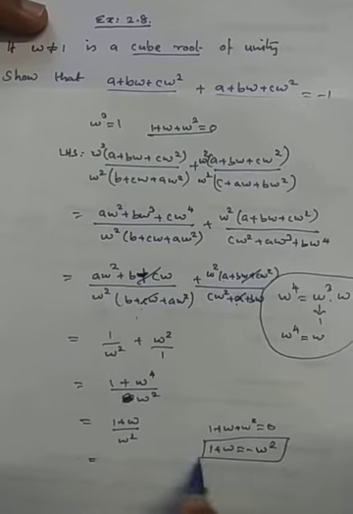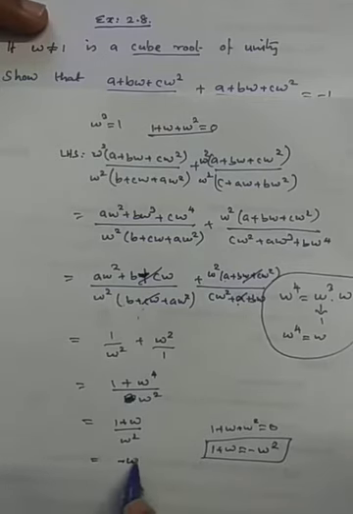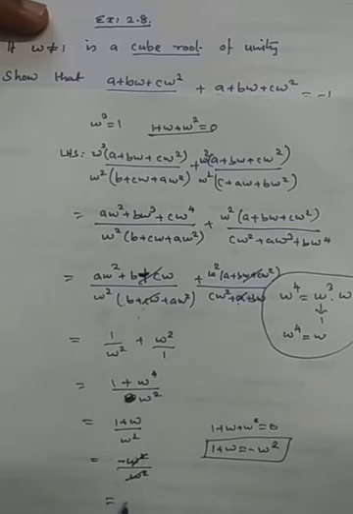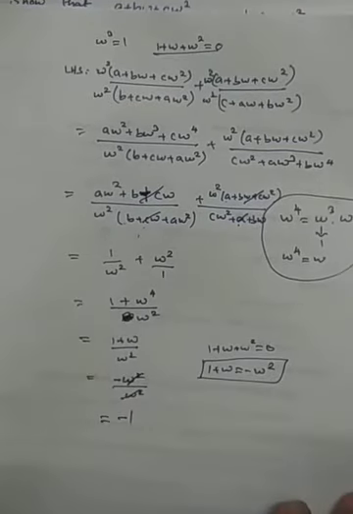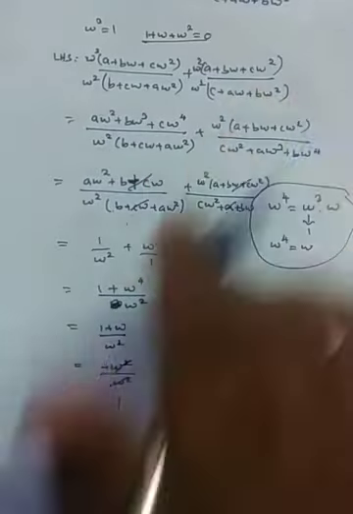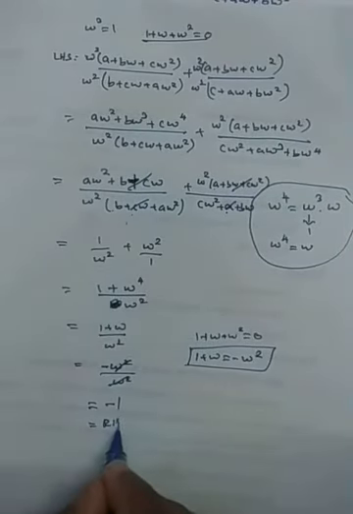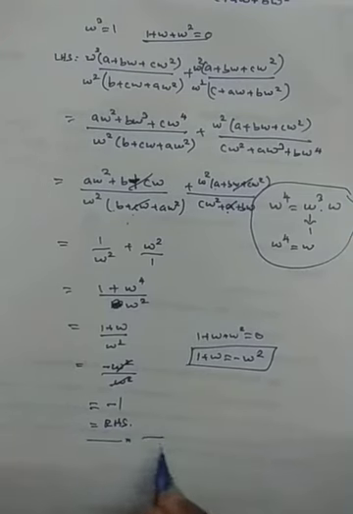So this value we are using, so this value will become minus omega square divided by omega square. So omega square gets cancelled. Now we are getting minus 1. So that only we need to prove in the question. It's equal to 1, which is equal to RHS we can write. This is the first question of this problem.